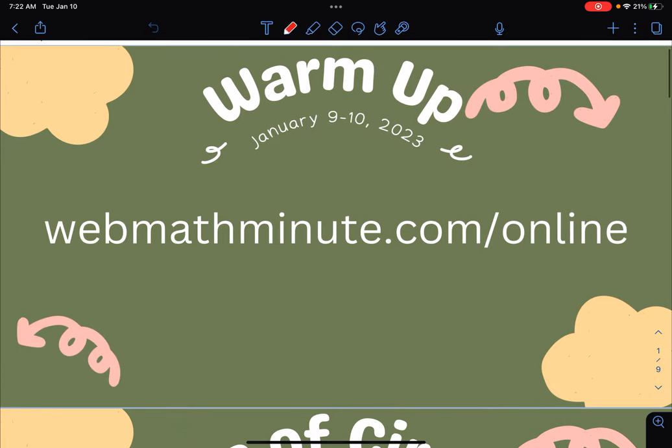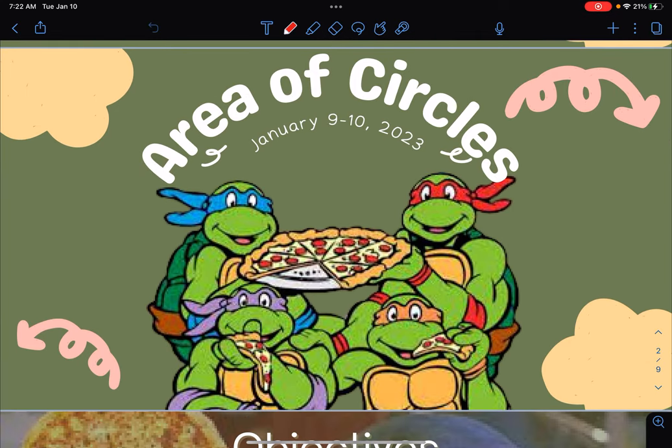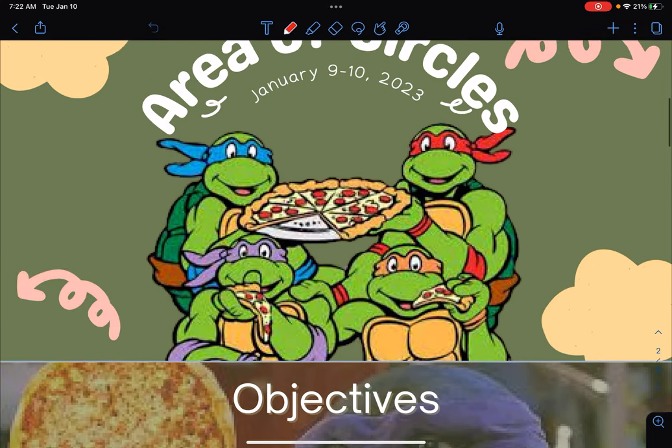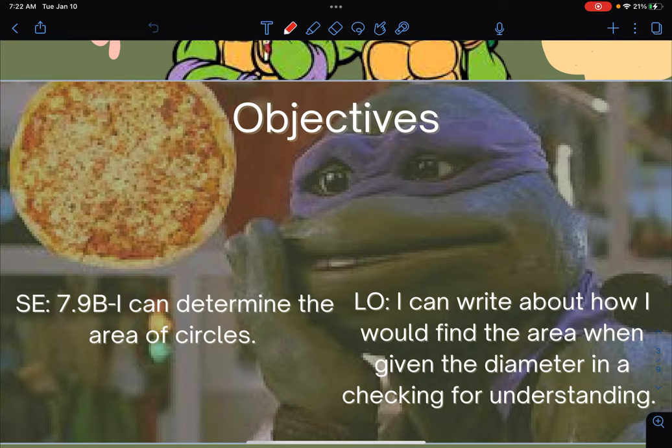Alright, so you should have finished your warm-up already. So we're going to go ahead and move on to area of circles. You have your notes. So today, like I said, we're continuing with area of circles. SE says 7.9b, I can determine the area of circles.